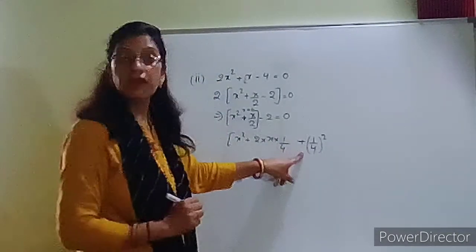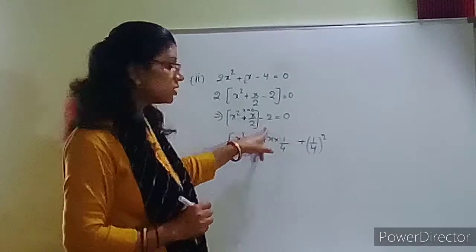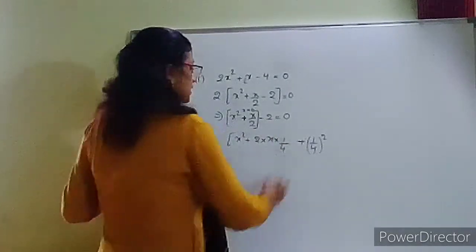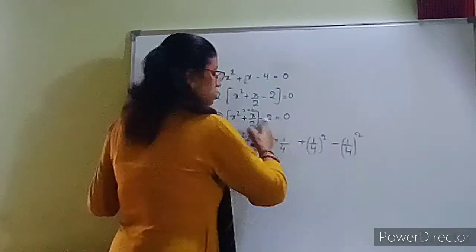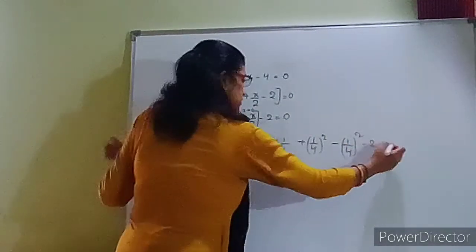But this b square we are writing extra. This is not in the equation. So we have to subtract the same thing also. Minus (1 upon 4) whole square. And minus 2 is already here, so we'll get 0.